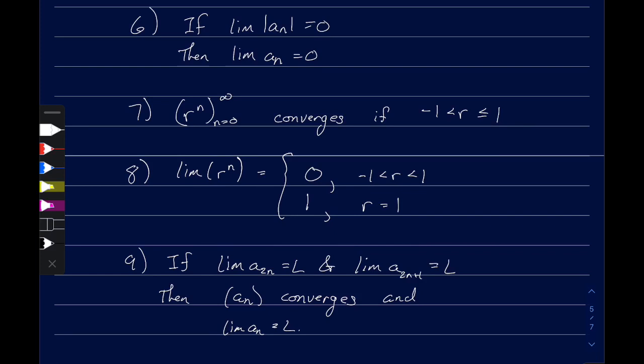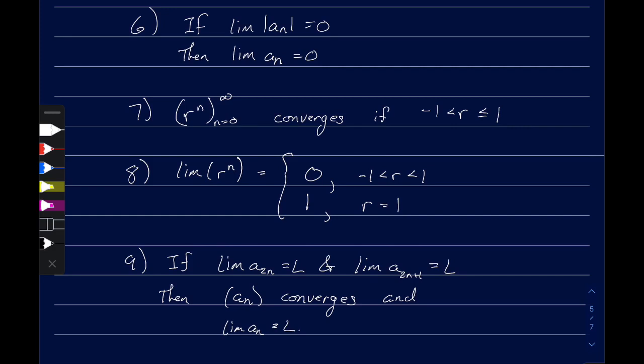Okay, the next few are a little bit more esoteric, and we might not necessarily remember these from calculus. So if the limit of the absolute value of a_n is equal to 0, then the limit of a_n is 0. So if its absolute value converges, then it converges itself.